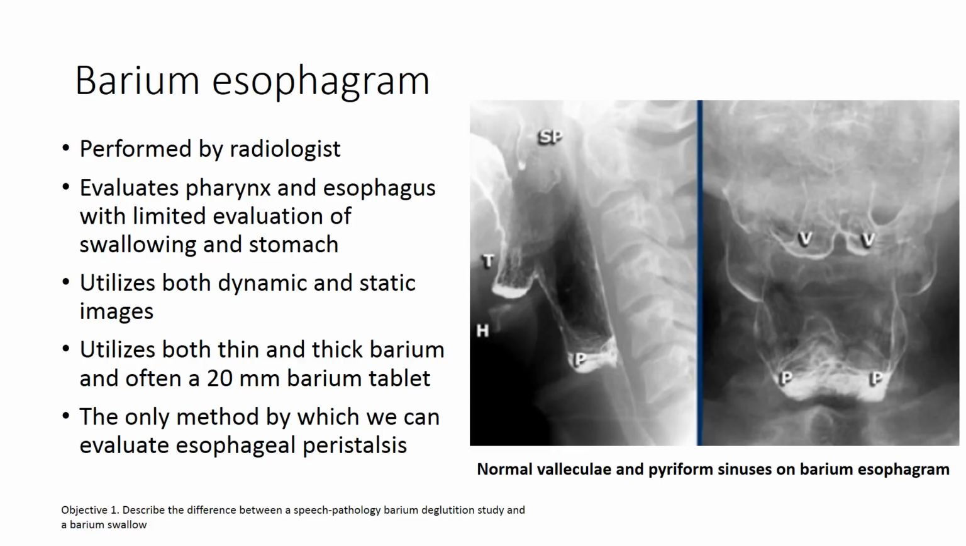We then have the patient swallow a thick formulation of barium. It's actually barium sulfate, BaSO4, but we'll just use the name barium from now on. We observe the swallowing mechanism, with nothing like the detail of the speech pathology barium deglutition study. We can see, in this case, the vallecula is noted here, and the piriform sinuses. We'll usually have patients do various maneuvers by which we can see the barium-coated valleculae and piriform sinuses.